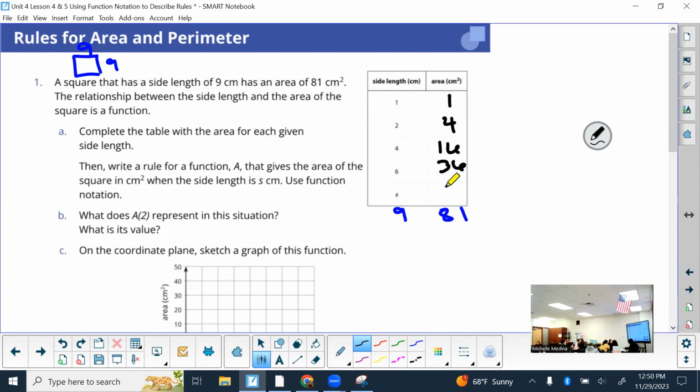S squared. You could have also written s times s. They practically mean the same thing because the exponent tells you to multiply the base by itself that many times. And that's what we did in each situation, in case you're confused. We took the input, multiplied it by itself, or in other words, squared it, and that's how we got the area. Now, for this part, to write the rule for function A, that's the name of the function. Use function notation to show what you do for any input of s.